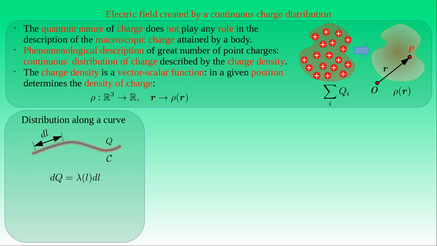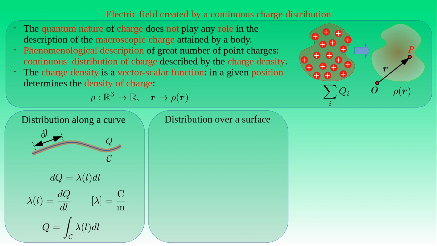Here the charge density lambda along the curve C is defined by the derivative of the charge q with respect to the length l, measured from a given reference point on the curve. By virtue of this definition, the SI unit of the charge density is equal to coulomb per meter. We can obtain the total charge q attained by the wire, if we integrate the charge density lambda along the curve C.